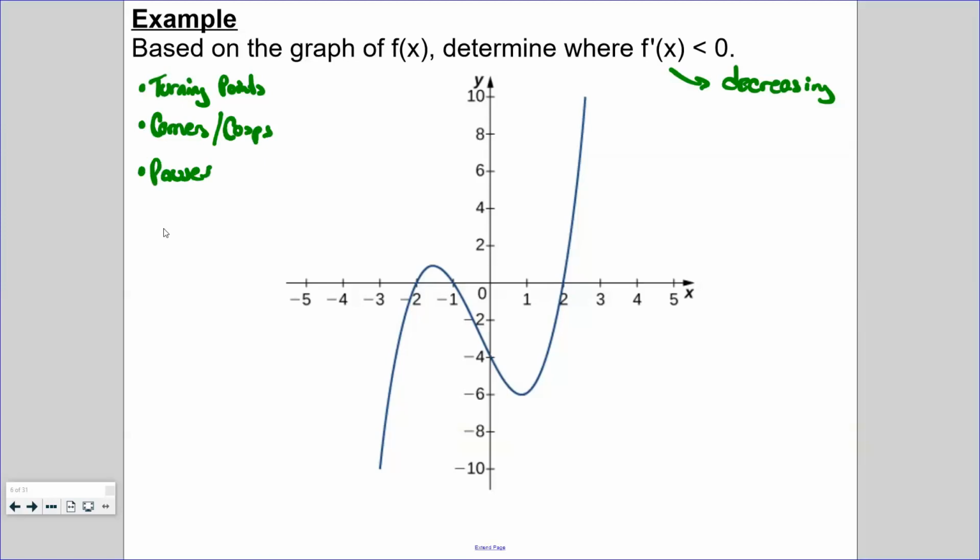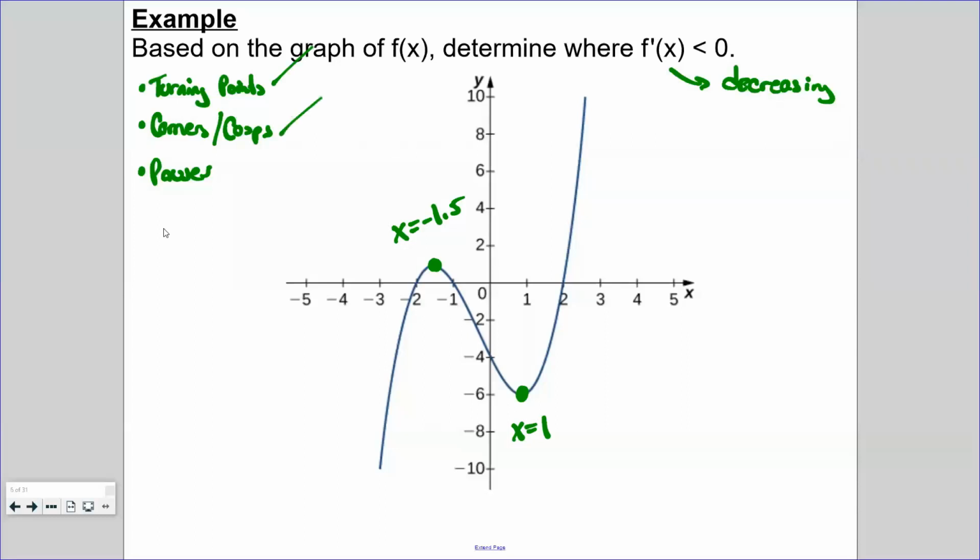So in our graph, I can see that I have a turning point right here, and I can see that I have a turning point right there. And now I'm just going to estimate what these values are. These are not precise, but I'm going to say our first turning point happens at x equals negative 1.5, and this turning point is going to happen at x equals 1. Again, those are just approximate guesses. All right, so I checked for turning points. Does this graph have any corners or cusps? I don't see any, so we're good.